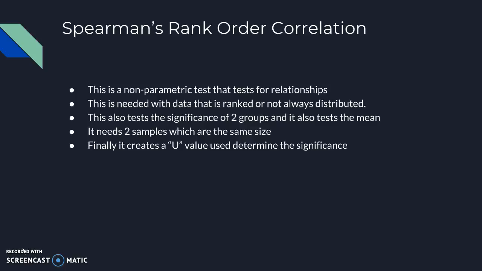Spearman's rank order correlation. This is a non-parametric test that tests for relationships. This is needed with data that is ranked, but not always normally distributed. This also tests the significance of 2 groups, and it also tests the mean. It needs 2 samples which are the same size. And finally, it creates a U value used to determine the significance.